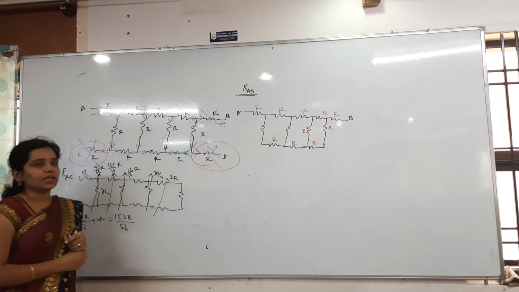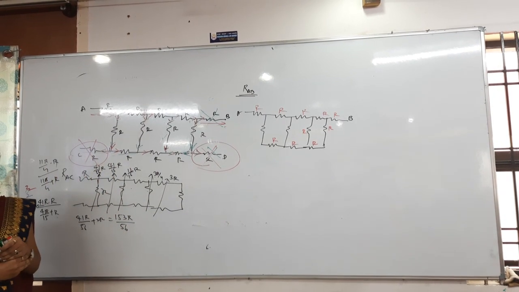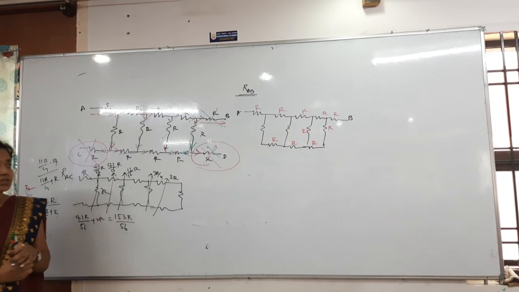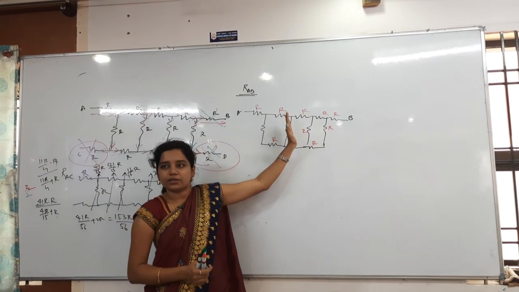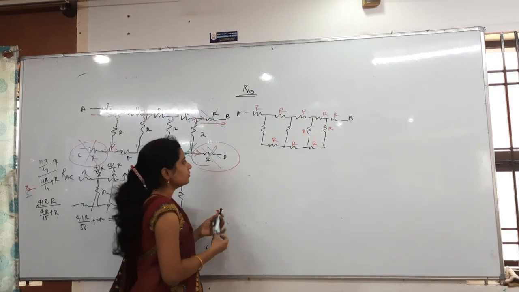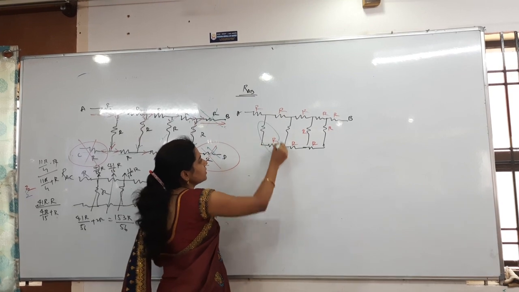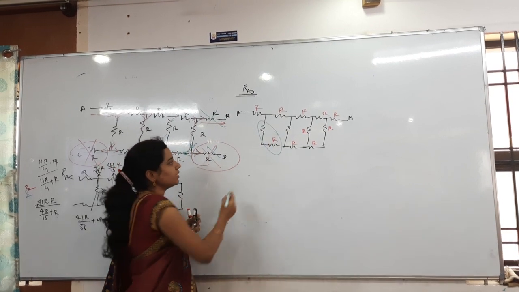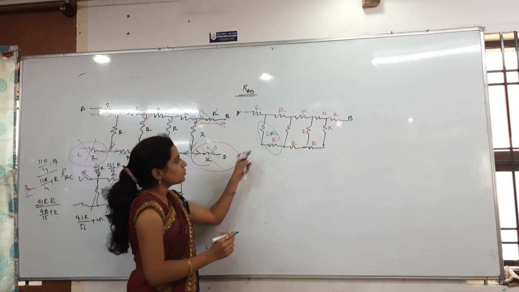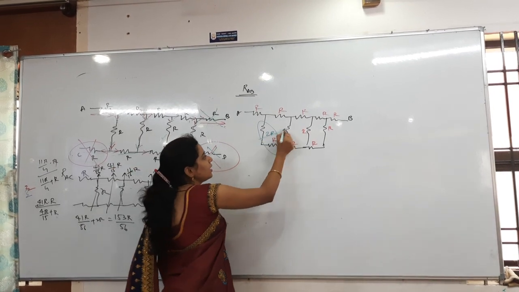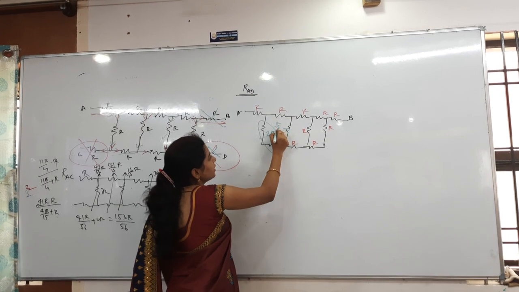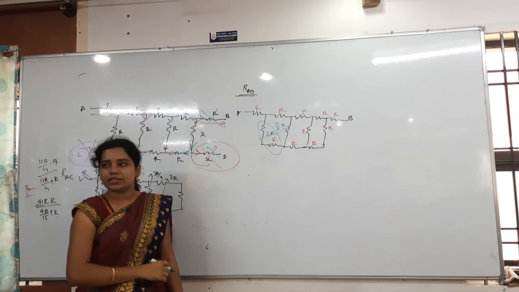From where do you have to start? How to do that? Always the closing side. Nothing but you just start folding from here. Whenever I see these two resistors, in which combination are they? Series combination. So how much will it be? 2R. Now this 2R, in which combination for this? Parallel combination. 2R and R, how much will you get? 2 by 3 R, I think. Correct? 2 by 3 R you will get.